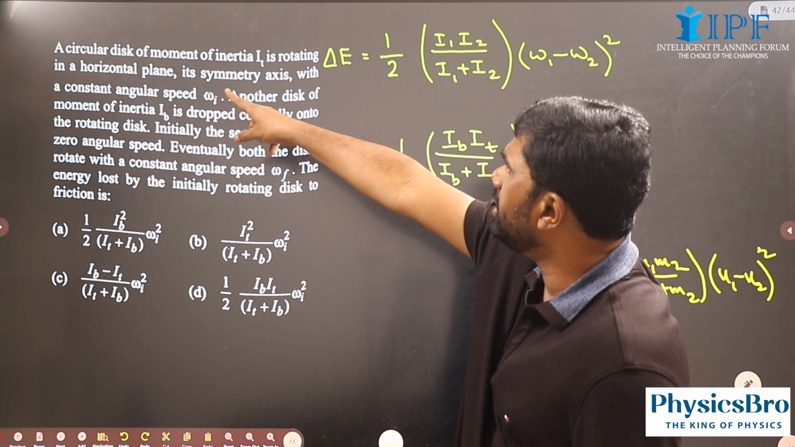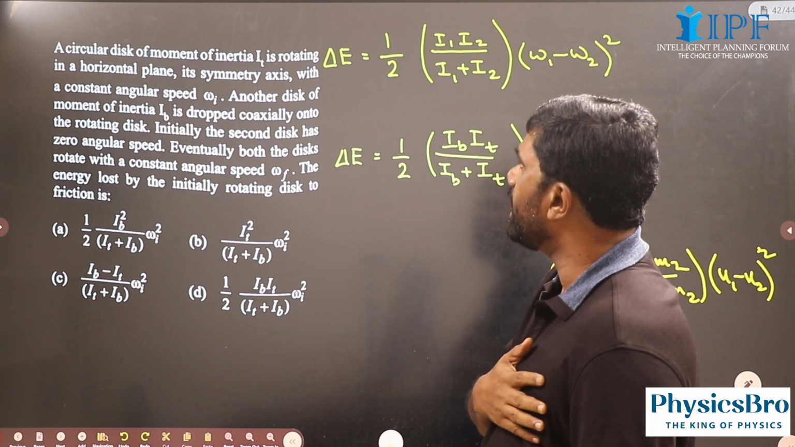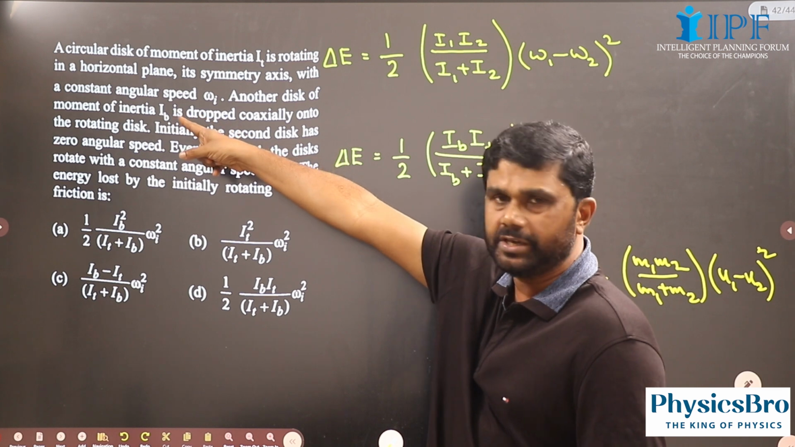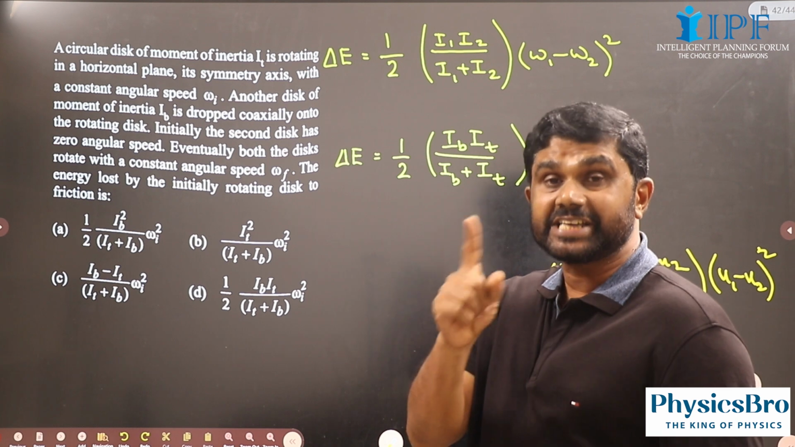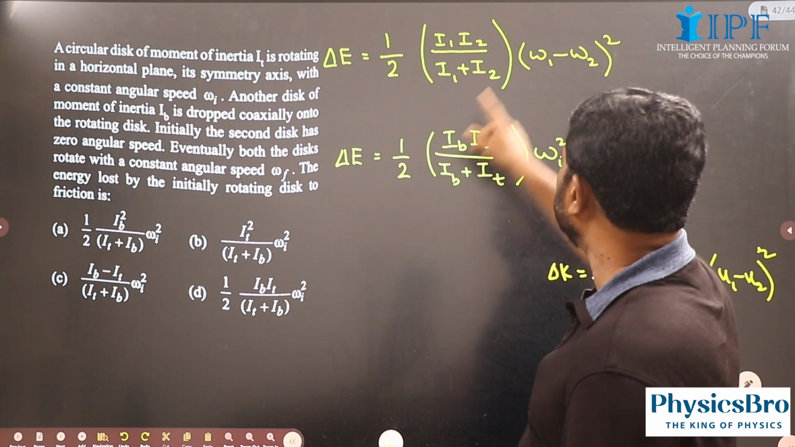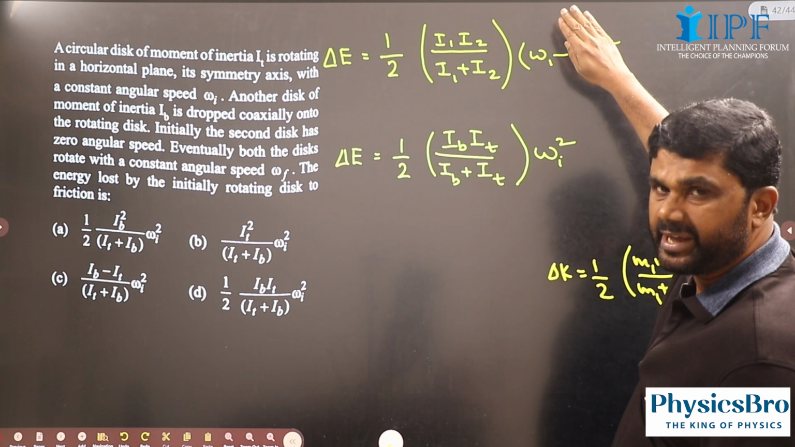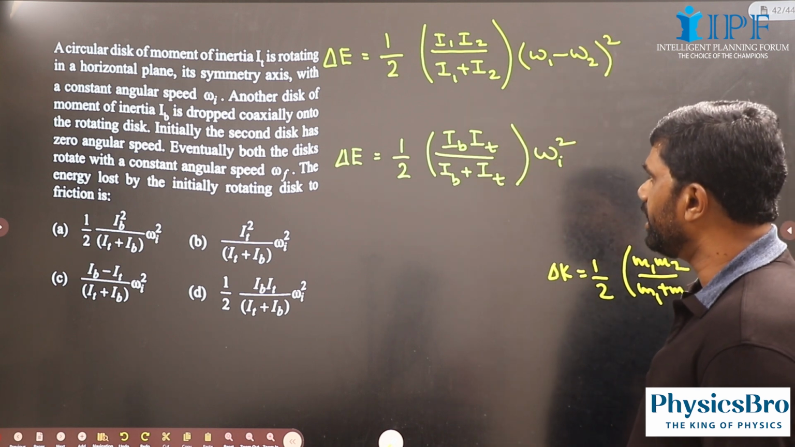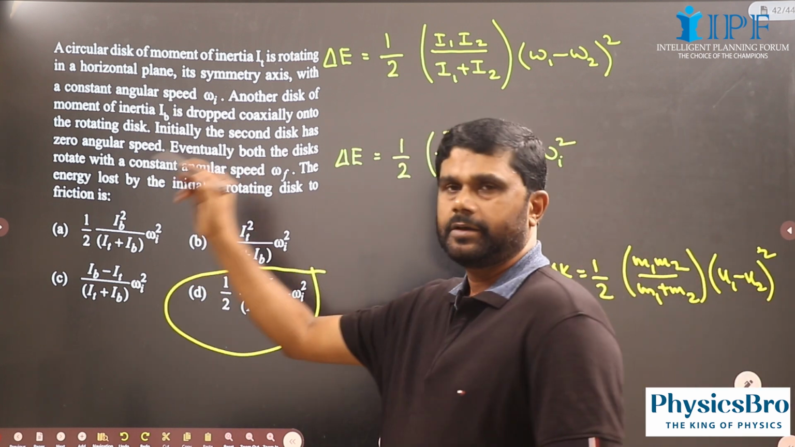Here it is given as IB and IT. A circular disc of moment of inertia IT is rotating in a horizontal plane about its symmetry axis with a constant angular speed omega I. Another disc of moment of inertia IB is dropped coaxially onto the rotating disc, meaning the second disc was initially at rest, so omega 2 is 0 and omega 1 is omega I. So this is very simple: half IB IT divided by IB plus IT, times omega I square. So this must be the correct option.